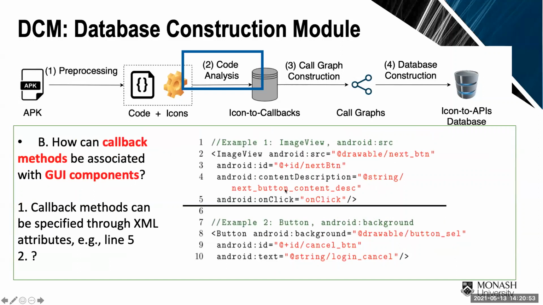And after locating GUI components, the second task is to infer their associated callback methods. Callback methods can be connected with GUI components in two different ways. The first is like the bindings between GUI components and the icon files. Callback methods can be specified through XML attributes too. Line 5 of the listing demonstrates such an example. This type of binding can be easily resolved by parsing the layout configuration files. And the attribute android:onClick in line 5 specifies the callback method, also named onClick, that is triggered if the image view is clicked.